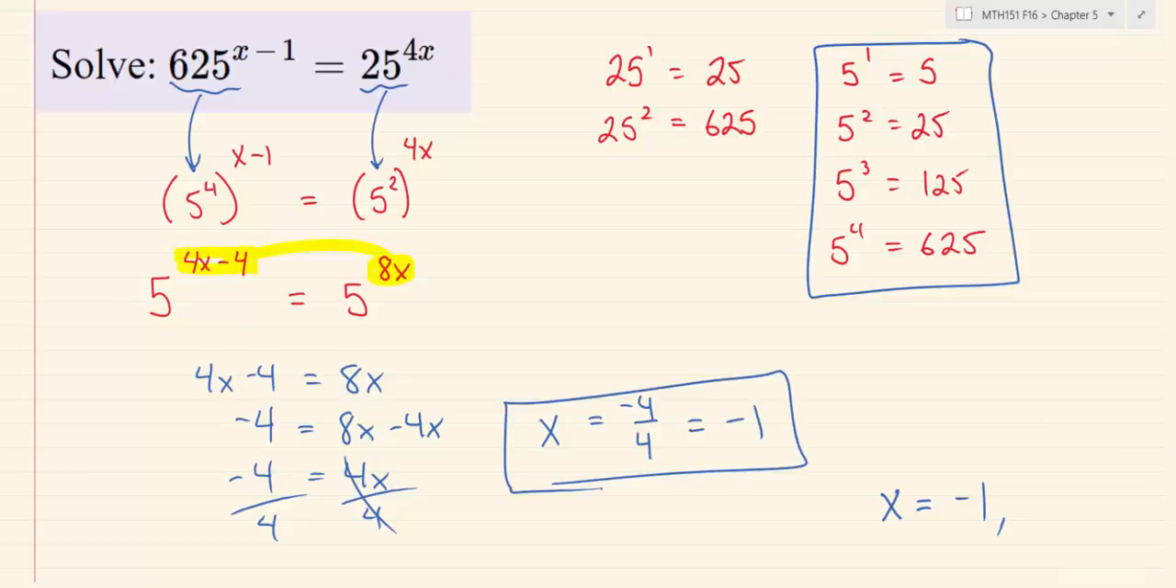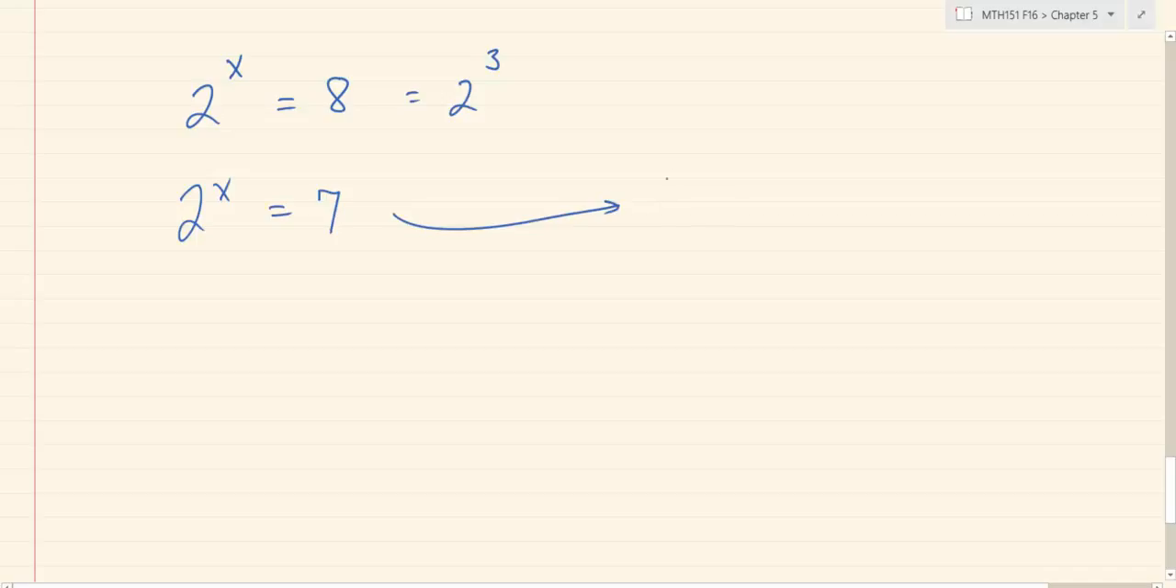So identify the common base, rewrite the problem with that common base, and then simplify your exponents using usually the power rule of exponents. If we give you a problem that is like 2 to the x power equals 8, you can solve this because you can rewrite 8 as 2 to the third power, and now you have a common base. If I have 2 to the x equals 7, we can't solve this one in chapter 5. You have to wait till we get to chapter 6 in order to solve this type of problem.